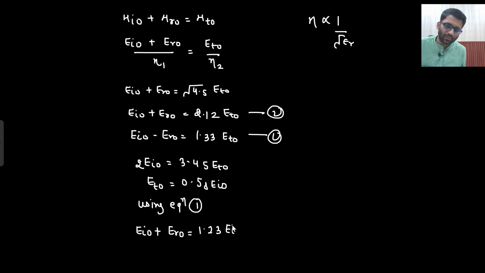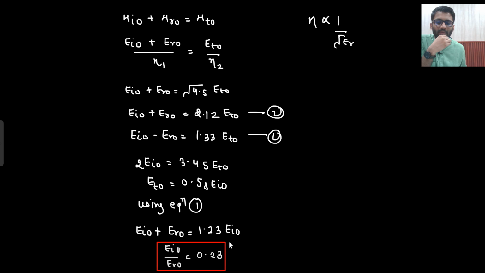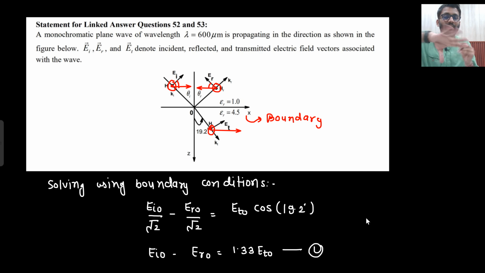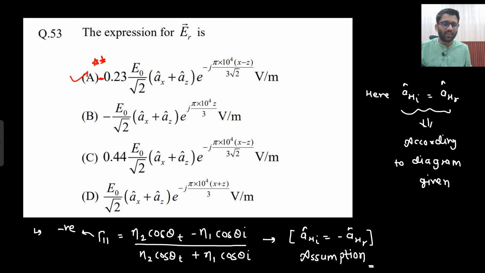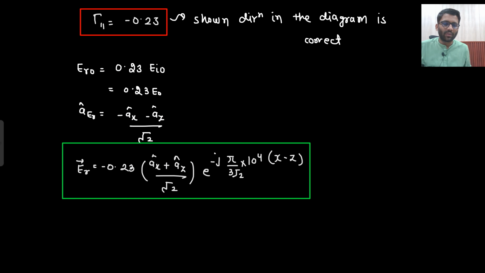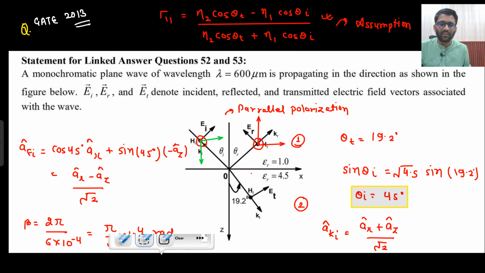1.23 EIO. Okay. So ERO by EIO, what is that coming out to be? 0.23. So basically you just need to multiply by 0.23, nothing else you need to do. You just need to multiply by 0.23, and the direction shown is correct only. Whatever direction of the electric field they have shown, that is correct only. But students might think, sir, gamma is becoming negative. Sir, gamma is becoming negative. So what I would do is take the opposite direction.